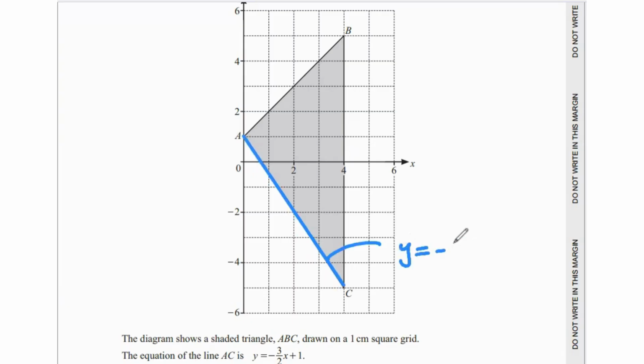Which is y equals to negative 3 over 2x plus 1. How do we know this is the equation for this line? Because if you notice, this line has a negative slope, while the other line has a positive slope. And this one is passing through x equals to 4.